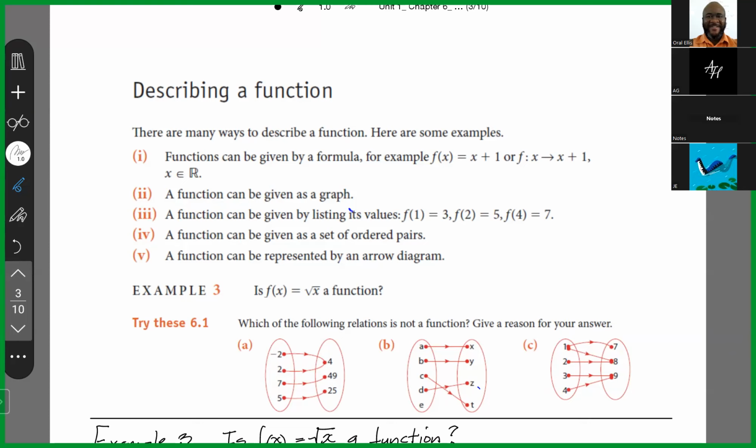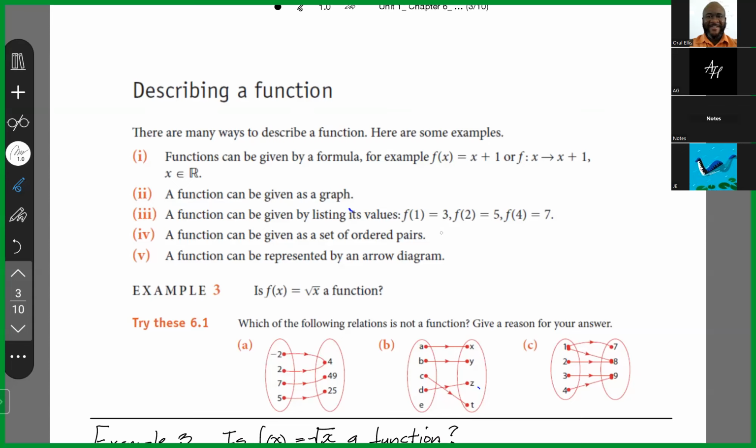A function can be given as a graph. So f of x can be a graph. F of x would be a linear graph. A function can be given by listing its values. So f of 1 is 3, f of 2 is 5, f of 4 is 7, etc. A function can be given as a set of ordered pairs, and we have discussed that already.